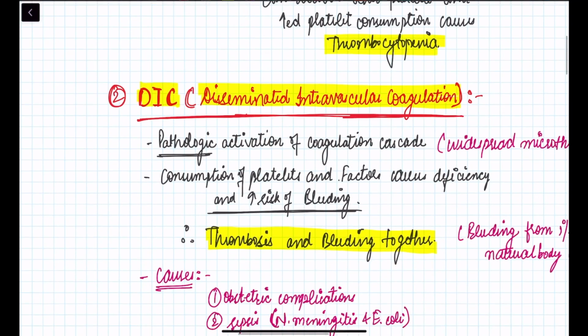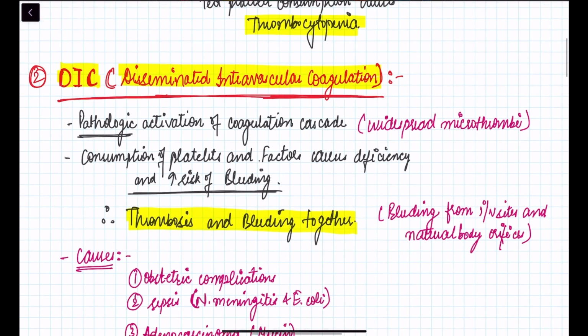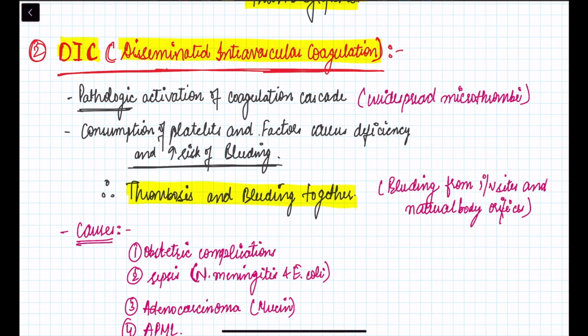The next one is a very important one, and is a real issue if it occurs in clinics. It is disseminated intravascular coagulation. So here we have pathological activation of the coagulation cascade. Remember, the first word is pathological. It's not normal, it's not physiological, it's not due to a damaged vessel, it is pathological. The vessel is absolutely normal. There are some things that are occurring pathologically which will activate the coagulation cascade, and there will be widespread microthrombi throughout circulation, which will consume platelets and factors, causing deficiency of both platelets as well as factors, and there will be increased risk of bleeding.